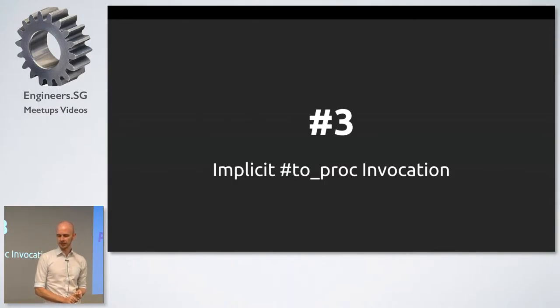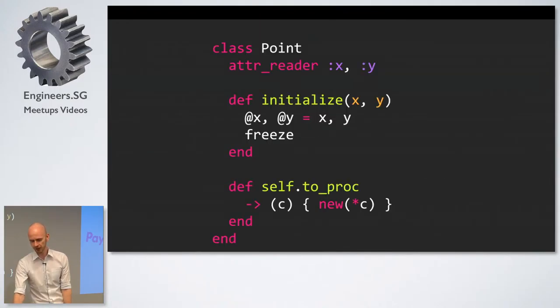The third tip is implicit to_proc invocation. Most people by now know that you can pass a symbol to the ampersand operator when you're using an enumerator. And the way that works is by implicitly calling to_proc on whatever you pass it. But this works on any object that you pass it, not only on symbols. So you can define to_proc on anything you want. In the example, I define to_proc as a class method on our hypothetical Point class. And it returns a proc.